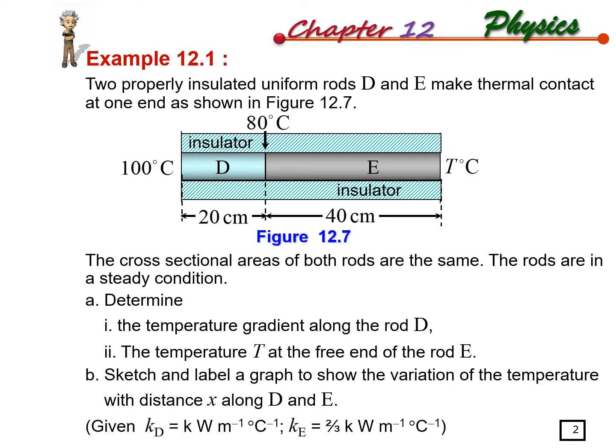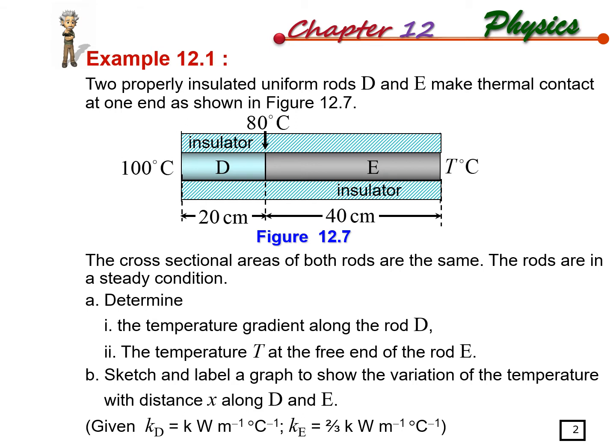So for question A, they wanted to determine the temperature gradient along the rod D, and then number 2, the temperature T at the free end of the rod E. And then for question B, they wanted to sketch and label a graph to show the variation of the temperature with distance x along D and also E. The thermal conductivity for material D and for material E is given in the bracket down there.